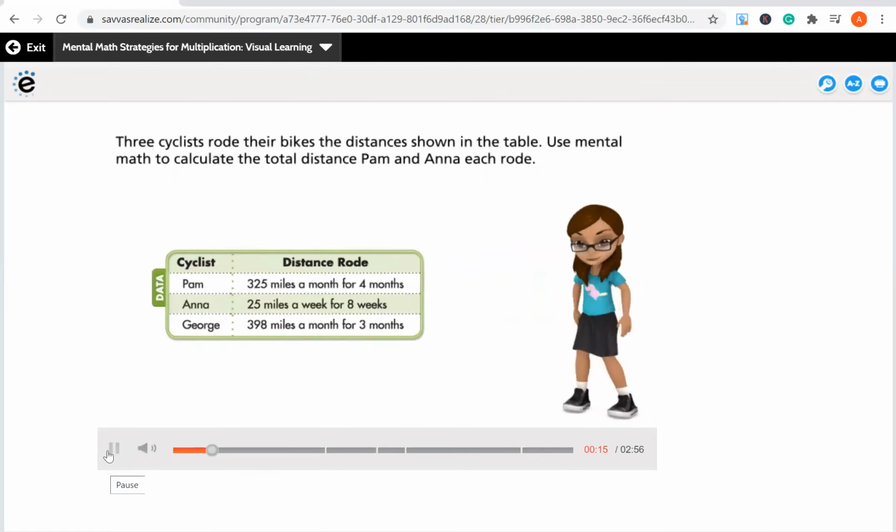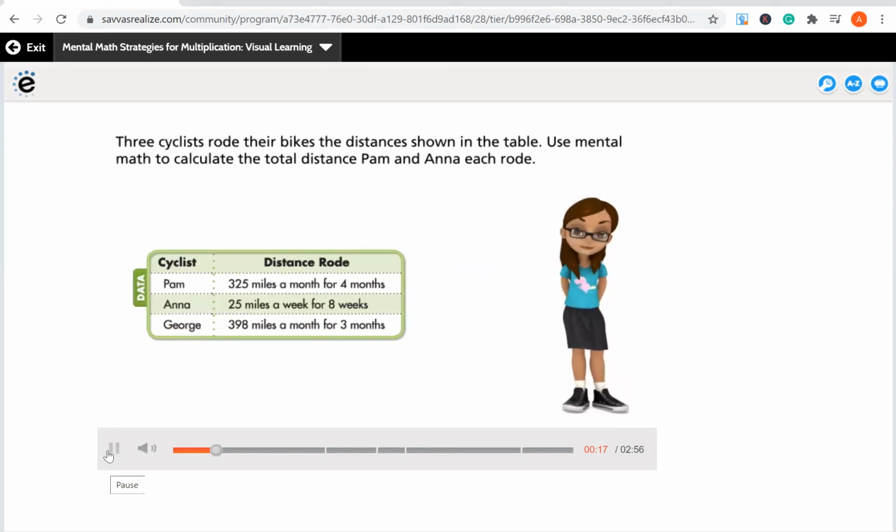3 cyclists rode their bikes the distances shown in the table. Use mental math to calculate the total distance Pam and Anna each rode. So in this lesson, we can use strategies to multiply mentally.